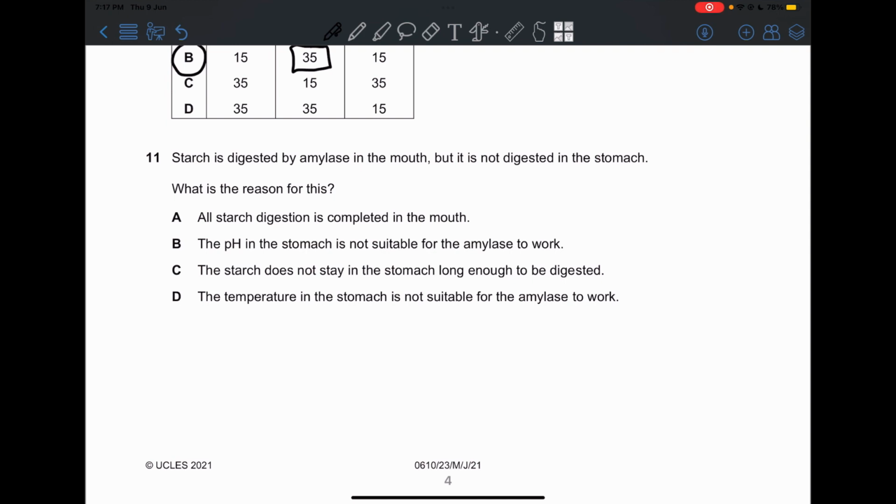Number 11, starch is digested by amylase in the mouth, but it's not digested in the stomach. What is the reason for this?